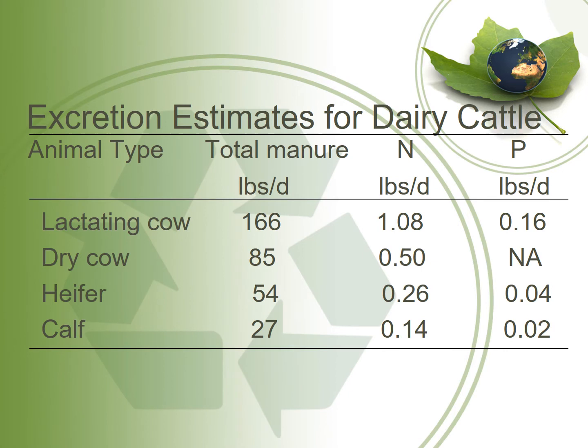And when we're looking at not just the total manure, but when we break it down into nitrogen and phosphorus, because we're concerned about those nutrients, you can see for a lactating cow, dry cows, heifers, and calves, how much nitrogen and phosphorus is excreted per day from just one cow. So that's a lot of nutrients on the farm that need to be handled properly.